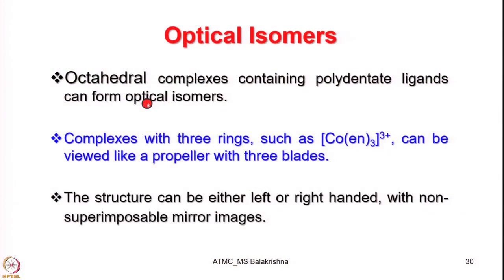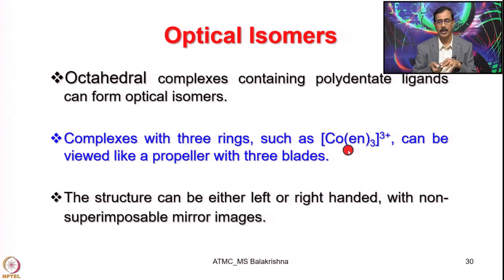And optical isomers: octahedral complexes containing polydentate ligands can also form optical isomers. Complexes with 3 rings, 3 bidentate ligands, for example ethylenediamine is there in this compound. 3 ethylenediamines are bound to cobalt, generating the tris(ethylenediamine)cobalt(3+) compound. So it can be viewed like a propeller with 3 blades. The structure can be either left or right handed with non-superimposable mirror images.